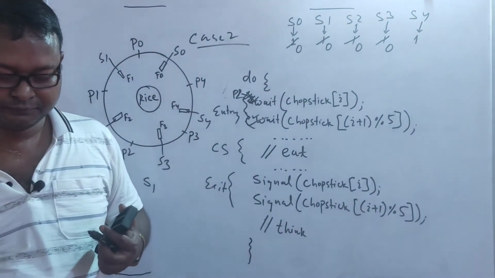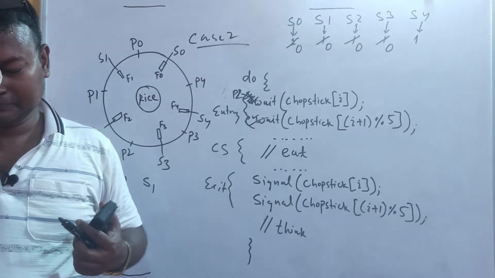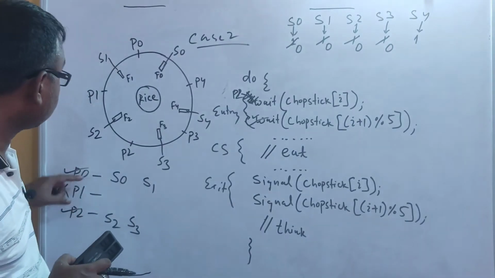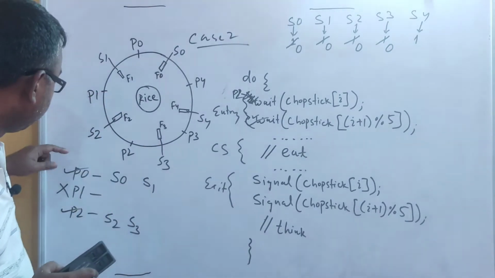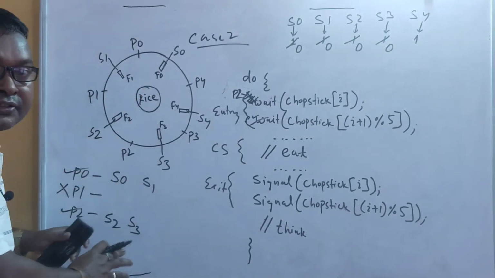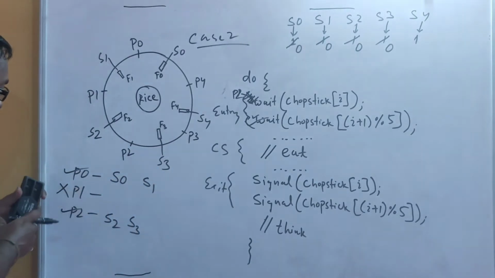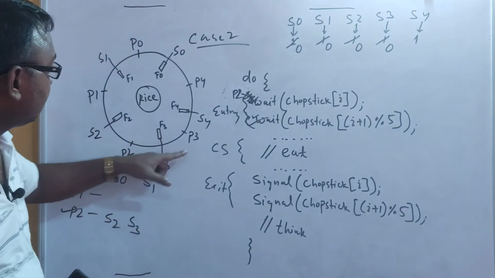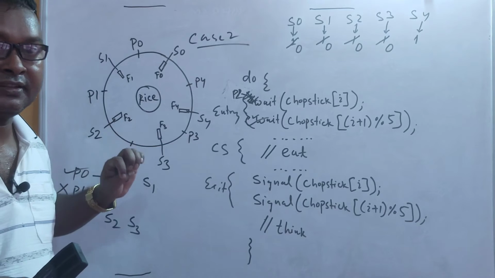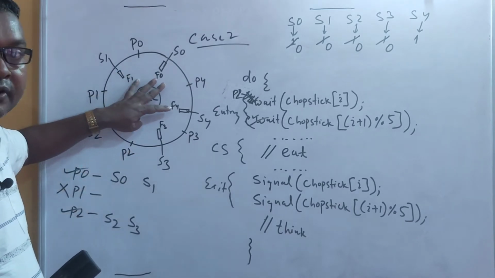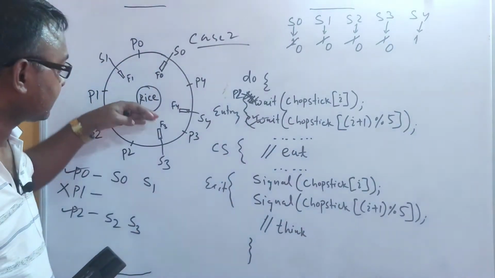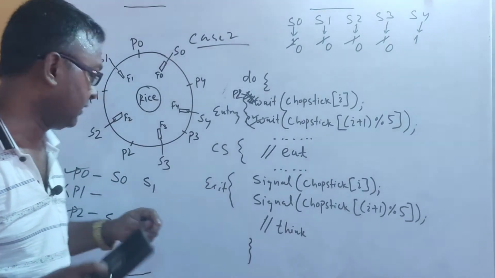So no other philosophers can enter and access the resources. P0 and P2 can only enter and access the resources. So that is the situation in case number 2. That means P1, P3 and P4 are not allowed to enter into the critical section. That is the concept. So at a single given point of time, only two processes can enter into the critical section and access the resource.